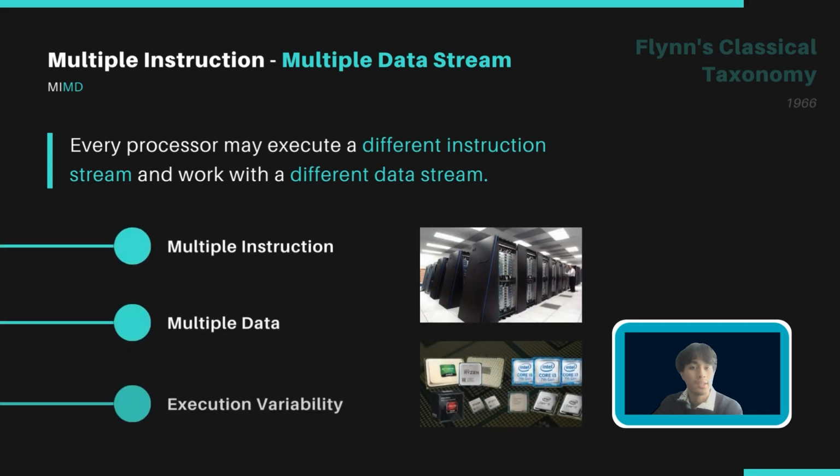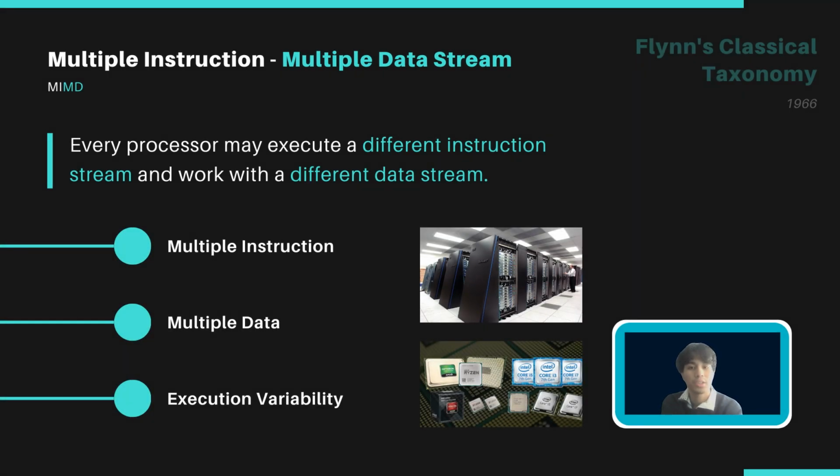The key characteristic of this one: each processor may execute a different instruction stream, and each processor may work with a different data stream. For the execution variability, it can be synchronous or asynchronous, deterministic or non-deterministic. A good example for this one is most current supercomputers, networked parallel computer clusters, multiprocessor SMP computers, and multi-core PCs.